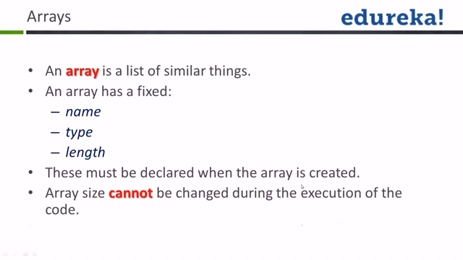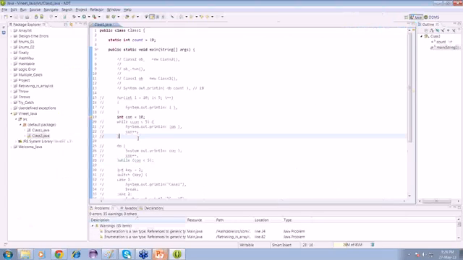These must be declared when the array is created. Array size cannot be changed during the execution of the code, that means you cannot increase the size of the array during runtime. Okay. Now let's see an example of array.